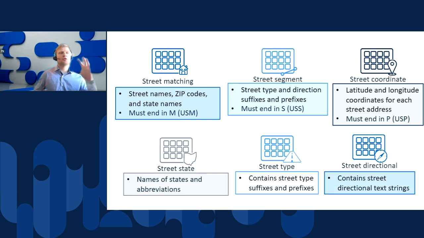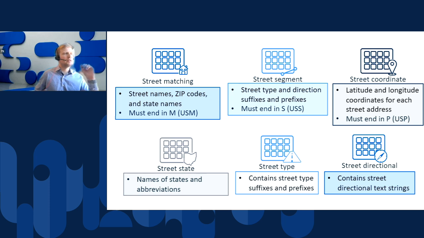And same idea for street directional. It contains street directional text strings that can be used to standardize directional suffixes and prefixes in the input data. So if you have a street that ends with east, it could be written out as east. It could be just abbreviated as E, but it's referring to the same thing. So this data set is what allows you to do that.